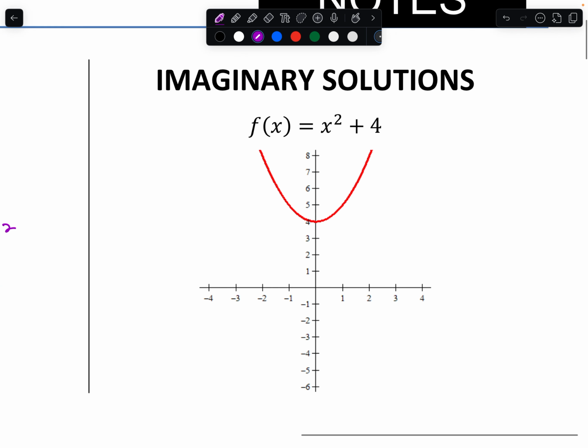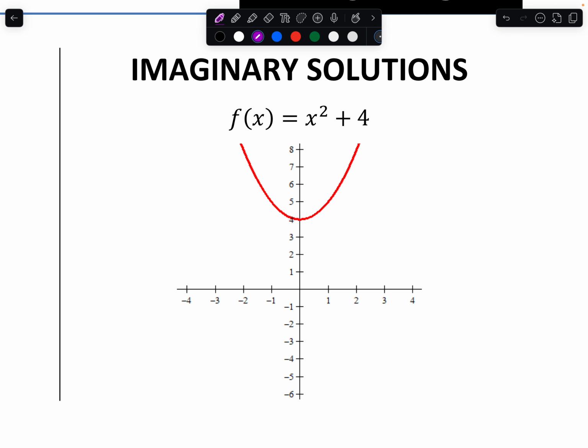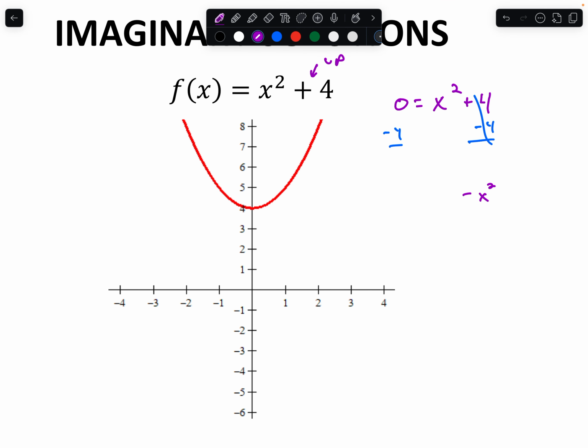Now we look at this one, x squared plus 4. That's our parabola that's been shifted up 4. And what we notice is there's no x-intercepts. So what does that mean? That means there is no x value that when we set y equal to 0 that we can solve. So if we try and solve this by isolating the variable, we subtract 4 off both sides. We're left with x squared equals negative 4.